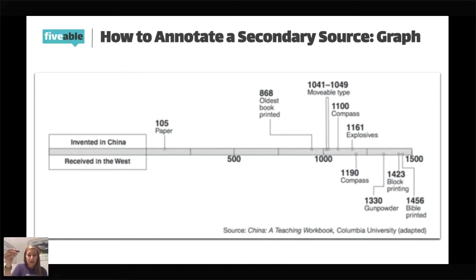So I'd grab my pen again. I would make a new title. I'll go with that one, Spread of Chinese Innovations. And then I would be maybe circling ones that are similar. I'd be looking at movable type, maybe I'd circle, or the oldest book printed, and then block printing. So I'd be looking at the printing press. That obviously is going to have a huge social impact on the West.